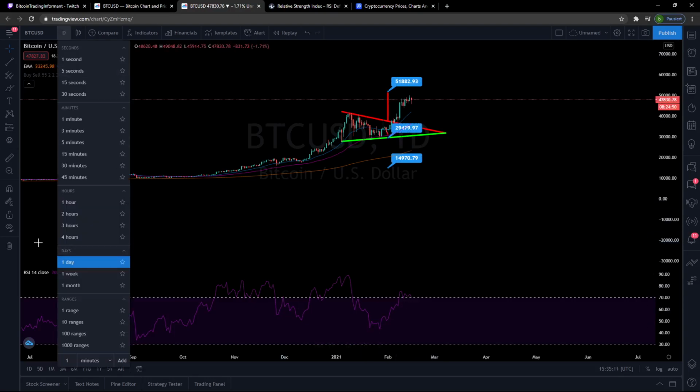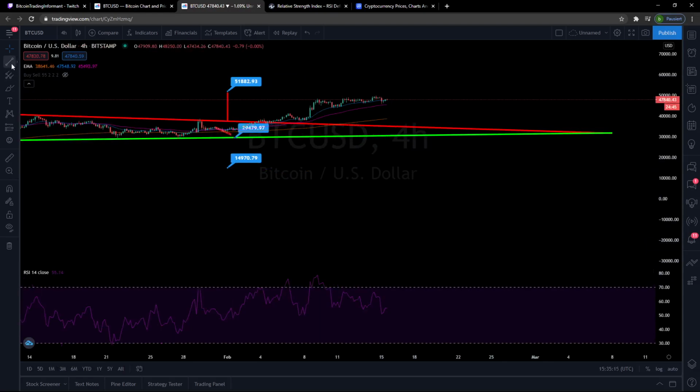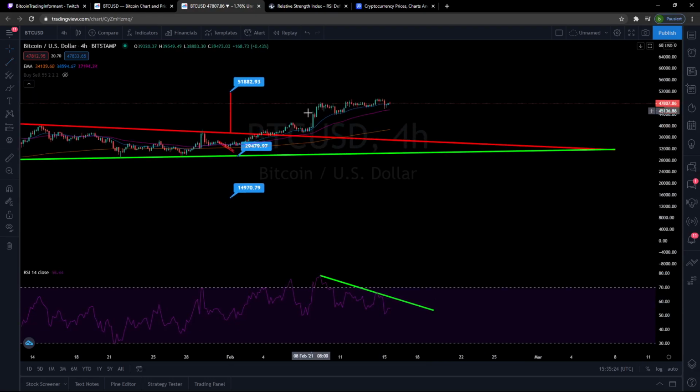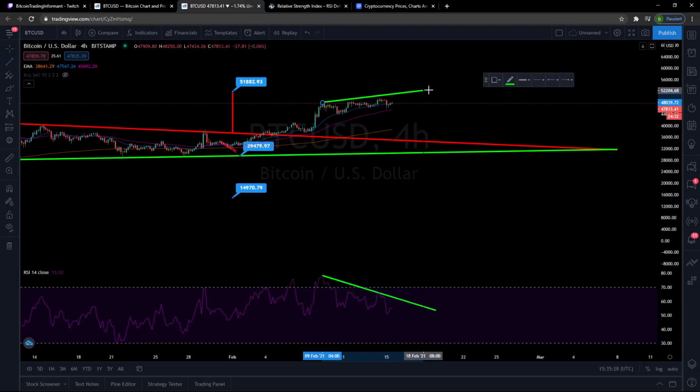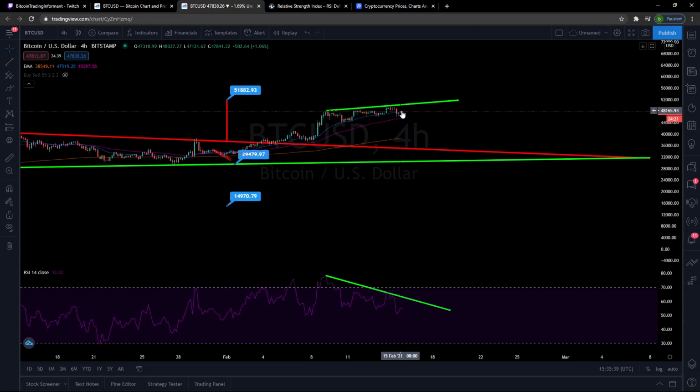Let's take a look on the 4-hour chart. Maybe we will see it here better. You can see it here a lot better. Here is the RSI, and you can see it's going in the down direction, while the price is going upwards. So this is a divergence we have from the RSI with the price of Bitcoin, and that's a bearish sign.